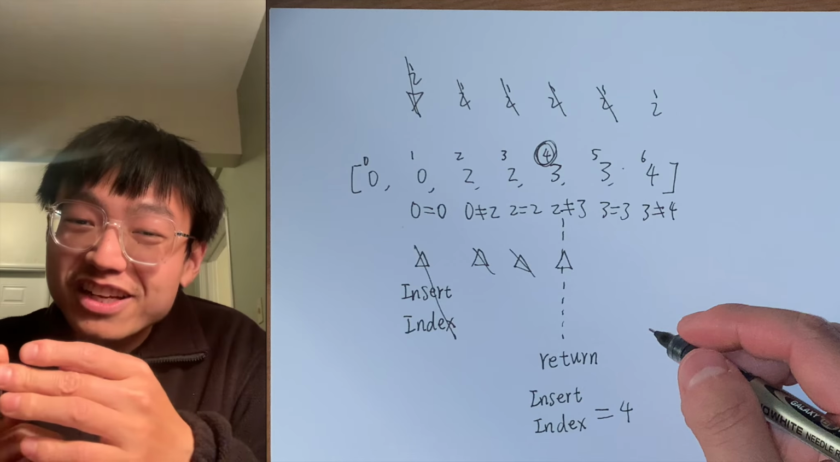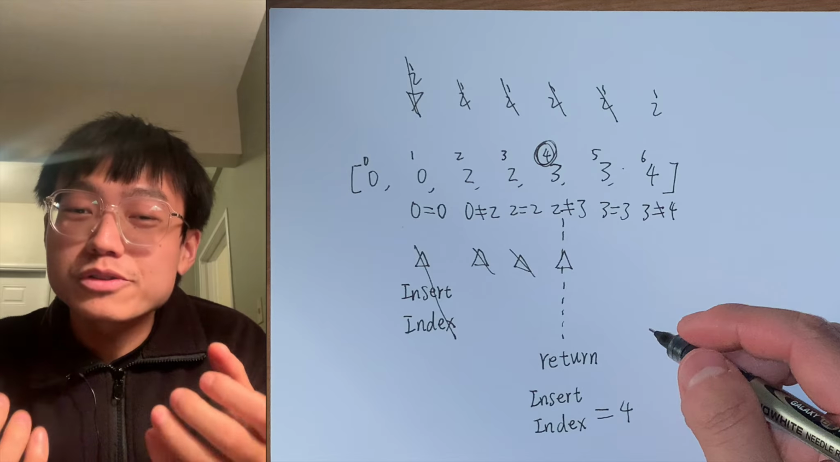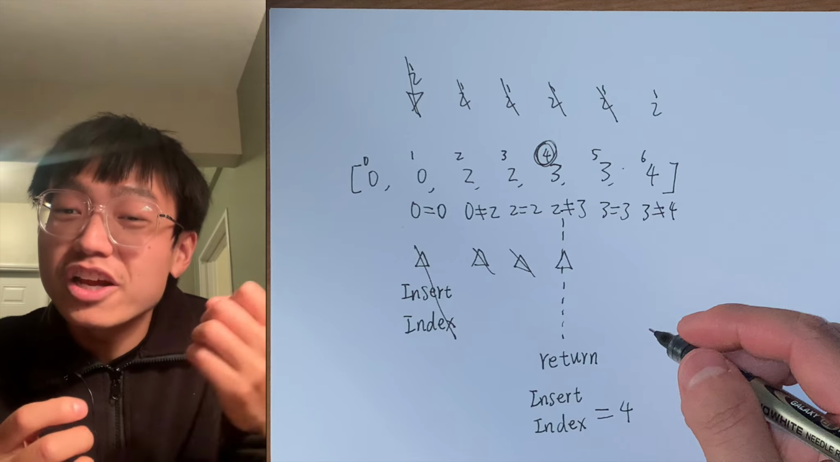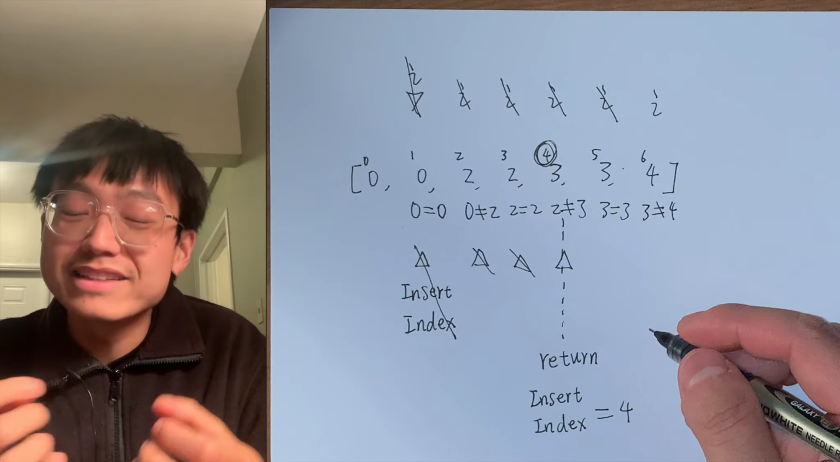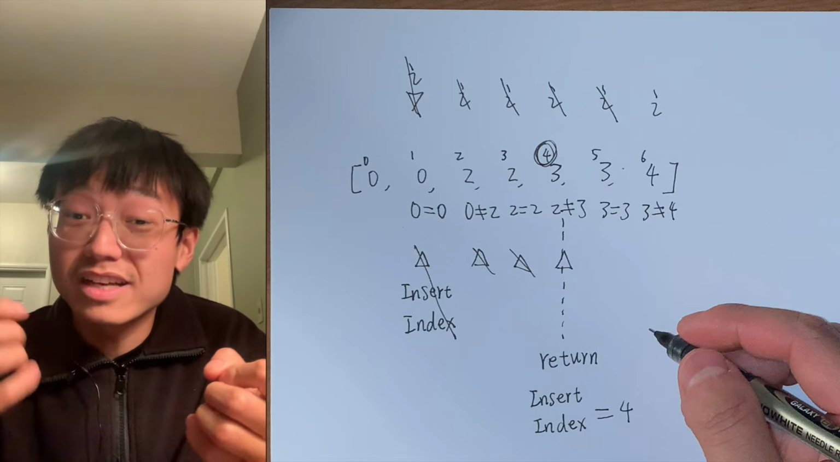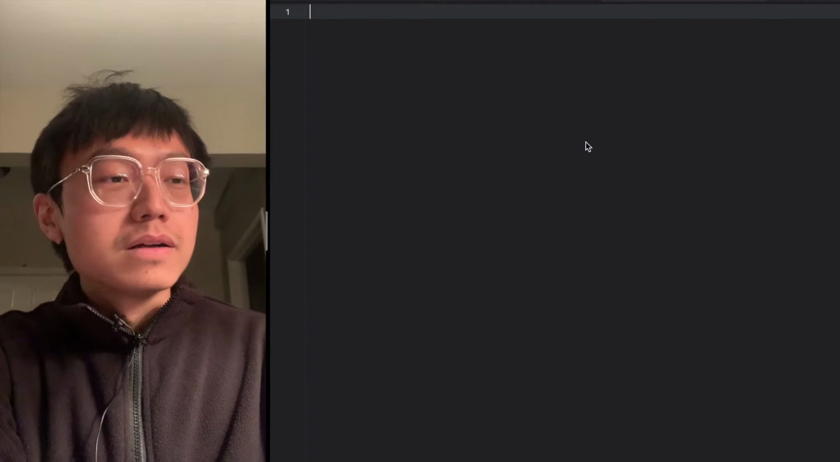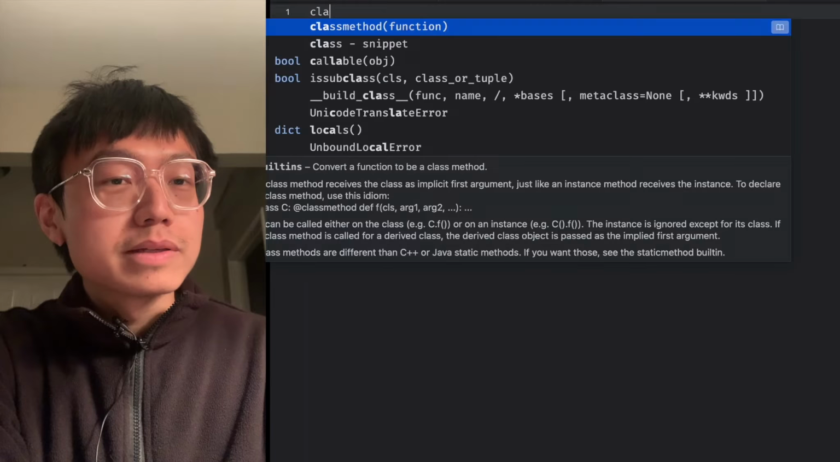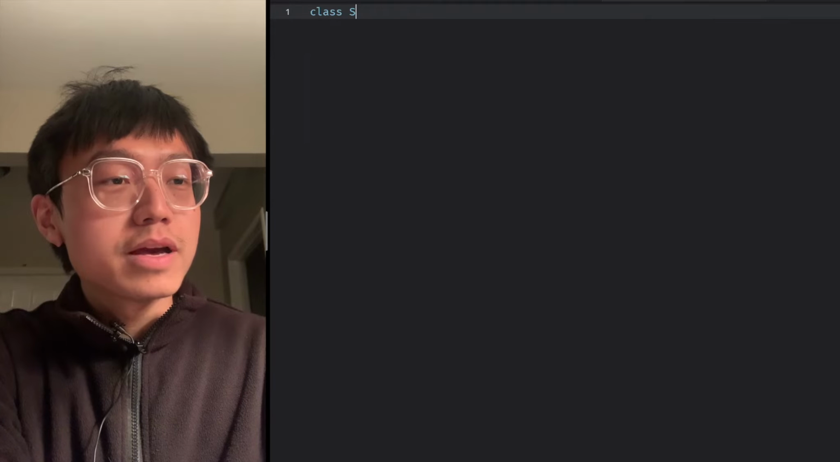So this is a better solution because the time complexity is O of n, and the space complexity is a constant O of 1. Let's try to implement the code in Python.